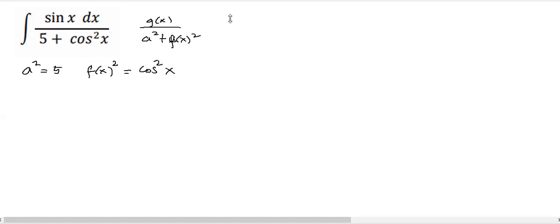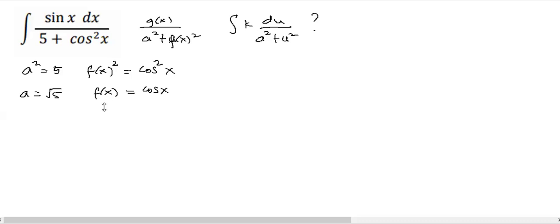So, we're thinking of the integral constant du over a square plus u square. So, baka arctan yung sagot natin. So, yung a natin ay square root of 5. Ang f of x natin ay squared nito. That would be cosine of x. So, since f of x is not simply x, u technique tayo. So, let u be f of x.